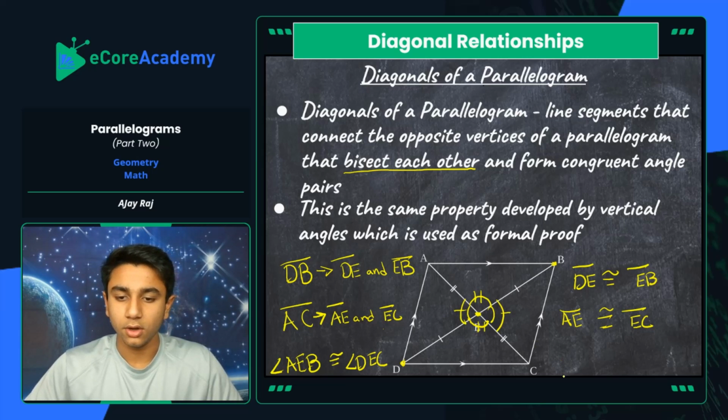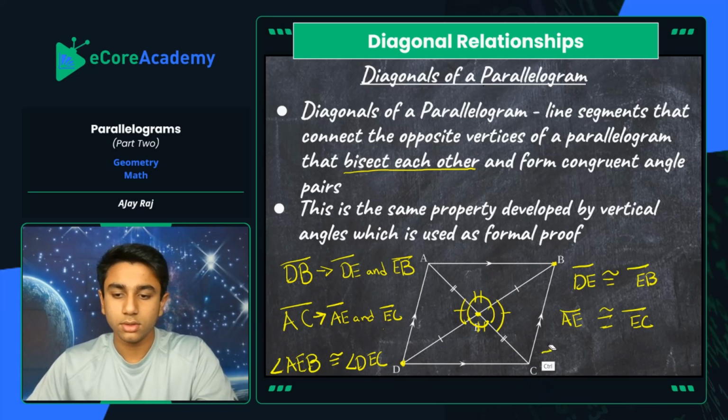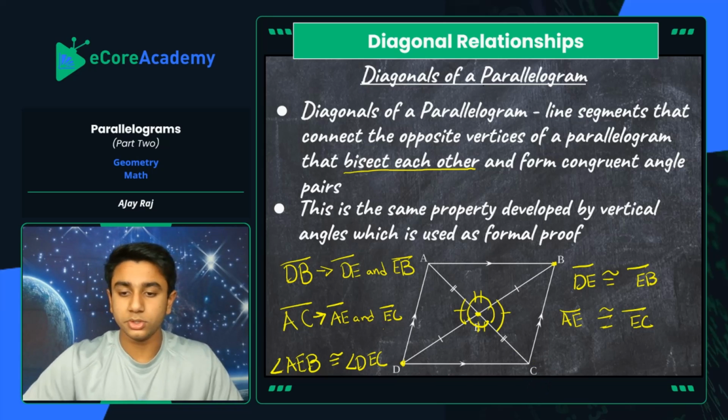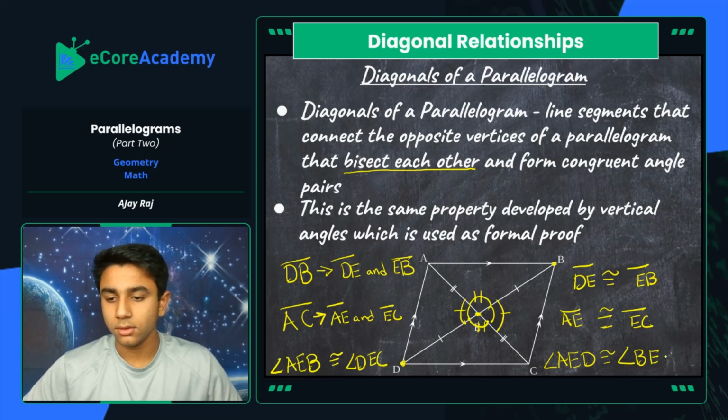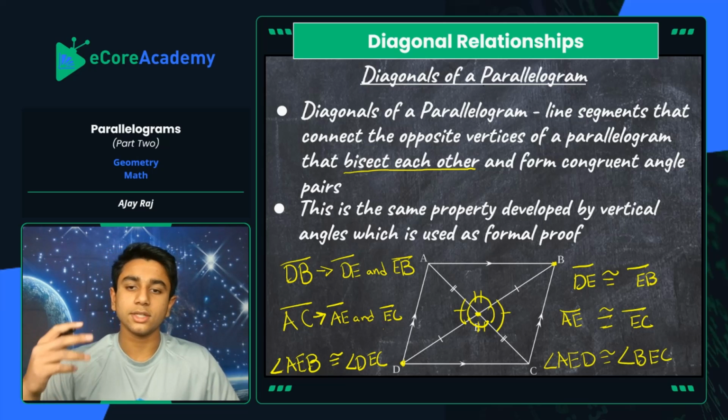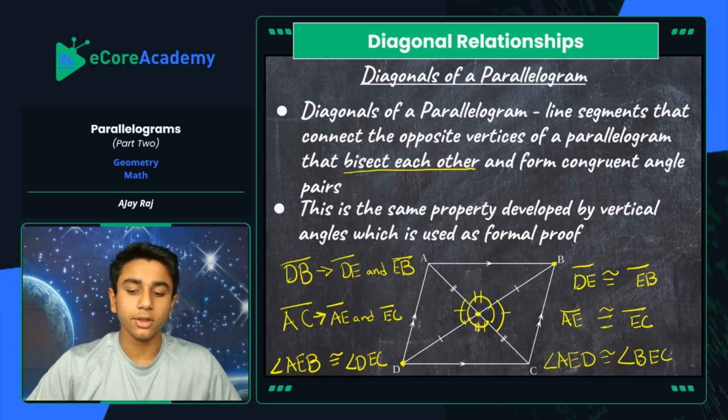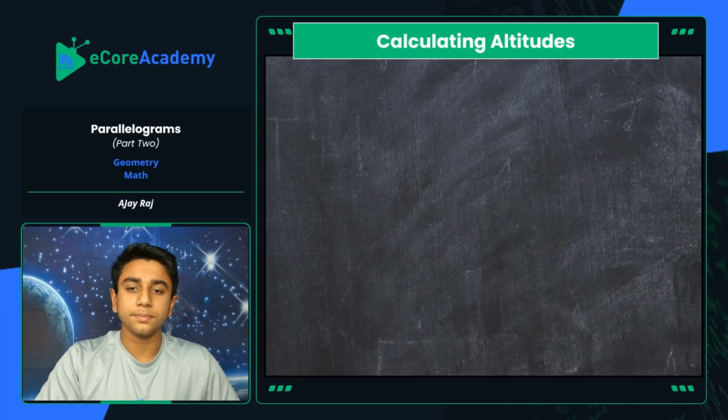So we'll write that here. So that's angle AED. Angle AED is going to be congruent to angle BEC. All right, so that's our basic diagonals of a parallelogram. Let's move on to the next slide.